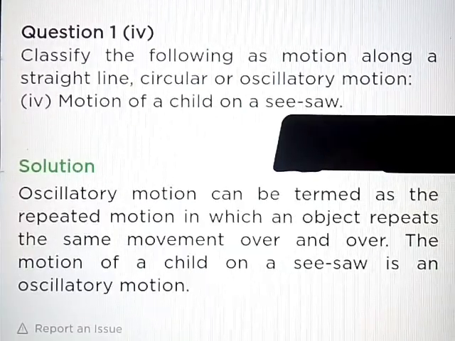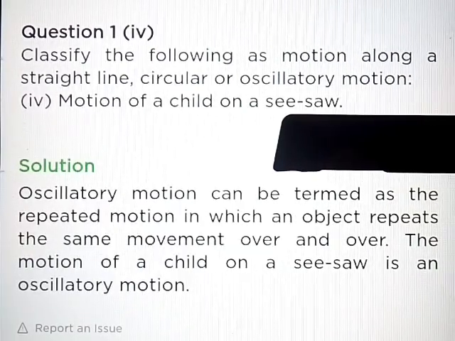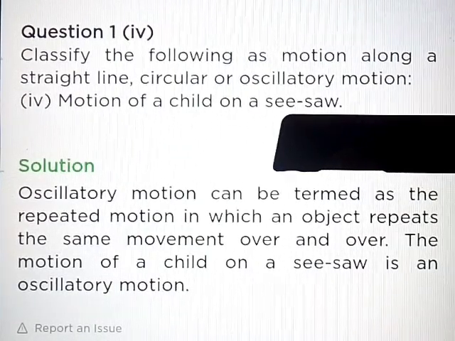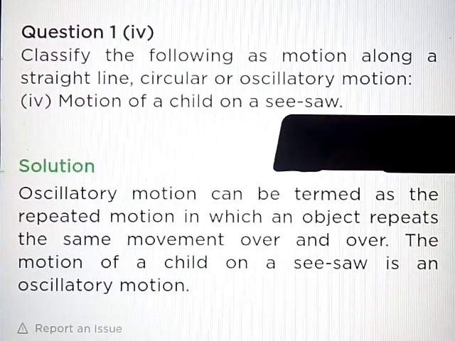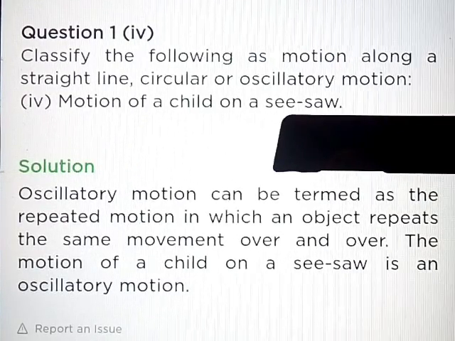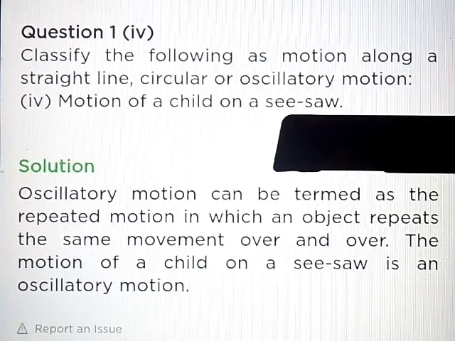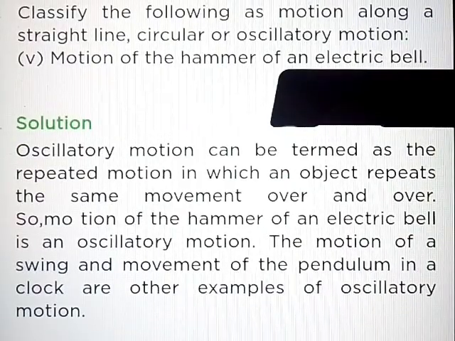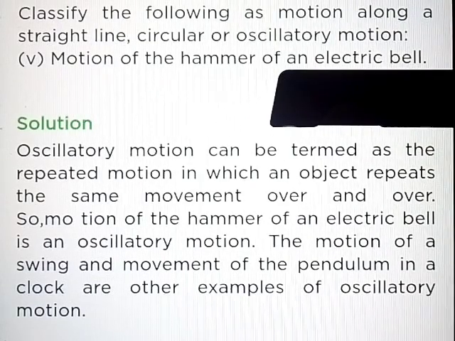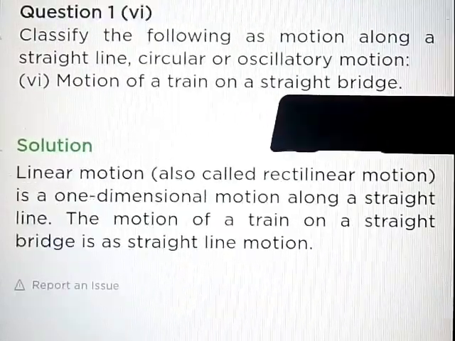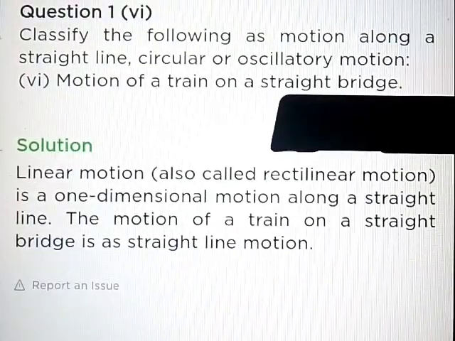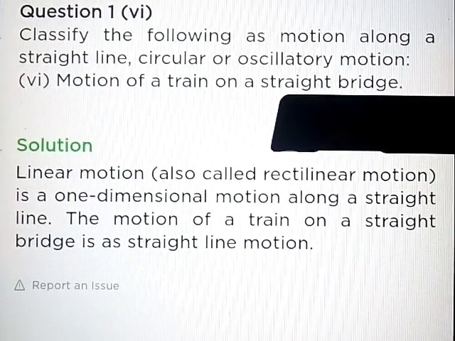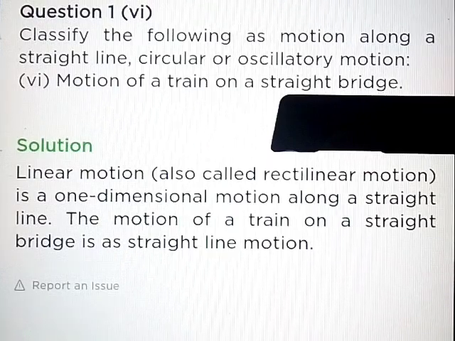Part D. Motion of a child on a seesaw. Answer. Oscillatory motion can be termed as the repeated motion in which an object repeats the same movement over and over. Part E. Motion of the hammer on an electric bell. Oscillatory motion. Part F. Motion of a train on a straight bridge. Linear motion, also called rectilinear motion.